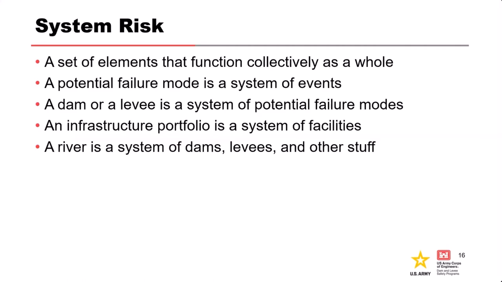An individual dam or levee is usually a system of more than one potential failure mode, right? So you can think of dams and levees as systems that have components and that can have multiple failure modes for different components. A portfolio, if you're like the Corps of Engineers, we have a large portfolio that we own and operate of dams and a large portfolio of levees. So a portfolio of projects is also a system that we need to manage in some way. And then you can break up your portfolio into regions, maybe by river system or some other way, and define systems that way. So the whole concept's scalable, and a lot of the principles apply to all these levels within the scale of what could be a system.